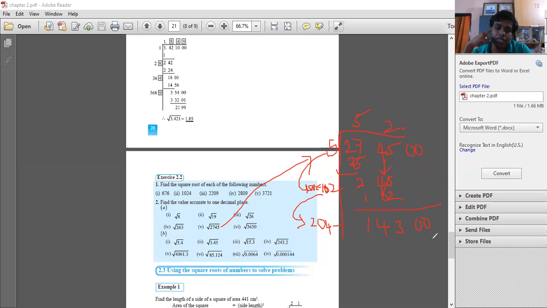2041 into 9, how much? 18,369. That is very big. So into 8, 16,328. That is too big. Into 7, 14,287. That is very close. We write that.